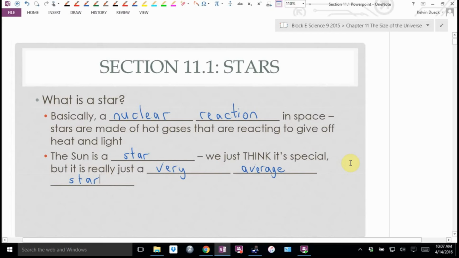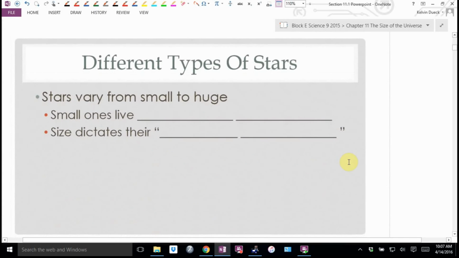What do you mean by an average star, Mr. Duick? Well, Brady, let's talk about the types of stars. First of all, stars vary from small to, holy smokes, massive. Small stars live much longer. So the first thing, and you can maybe put a little star next to this, no pun intended, this is something you want to know: the size of a star dictates its life cycle. Bigger stars actually burn out faster.